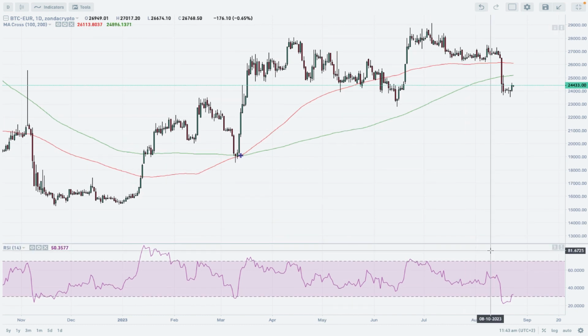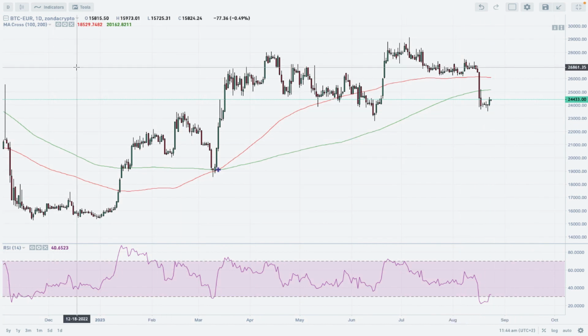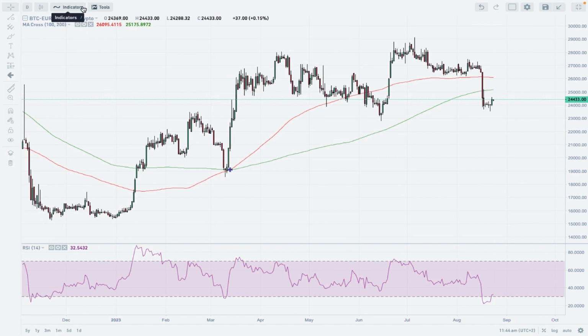The first thing that I would like to point out is that we are bouncing from extremely oversold market conditions on the daily time frame chart. So right now we should see the buying interest increase, of course. And this is what is happening right now on the chart. So let's start from the beginning.